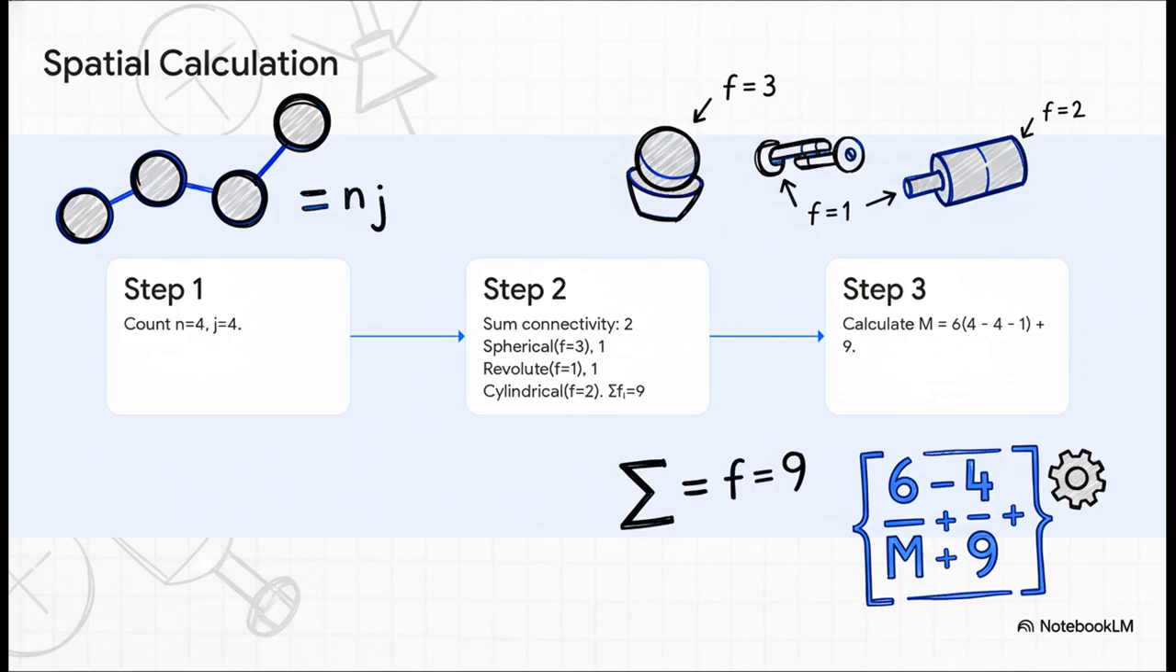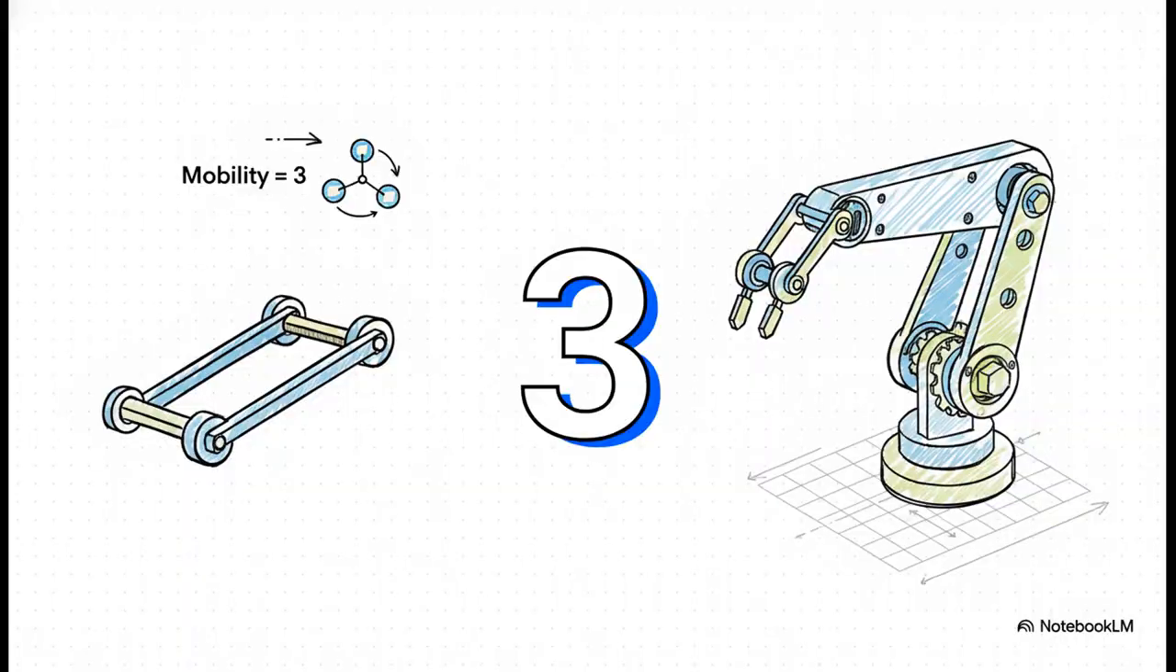We count 4 links and 4 joints, but let's look at that connectivity. A spherical, or ball joint, gives us 3 degrees of freedom. The simple hinge gives us 1, and that cylindrical joint, which can slide and rotate, gives us 2. Add them all up, our total connectivity is 9. Now we just pop that into our new 3D formula. And the final answer is a mobility of 3.